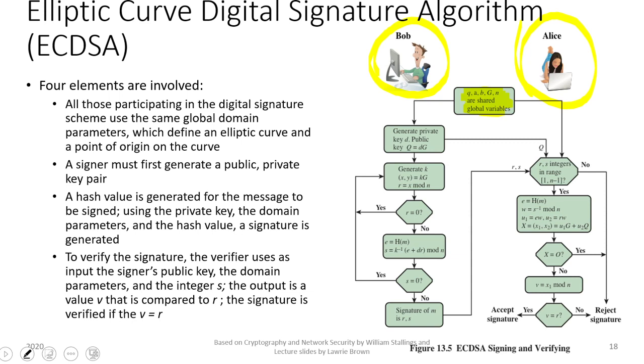Then, based on this shared information, the shared parameters, first the signer would generate a public and private key pair, using the shared public domain parameters as an input for that.